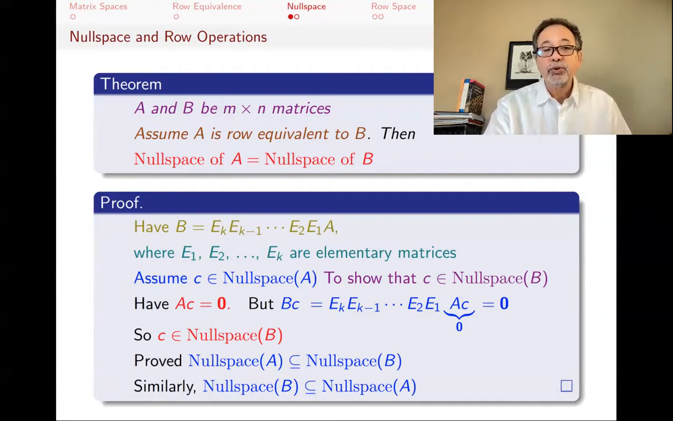And if we have those two inclusions, then the two null spaces are the same. So this was a formal, precise proof of why, when you start with a system of equations and do elementary row operations to the augmented matrix and then solve the resulting system, you always get the same solutions as before. You don't lose any solutions, you don't gain any extra solutions. This is something that we have been using, but now we have a formal proof.